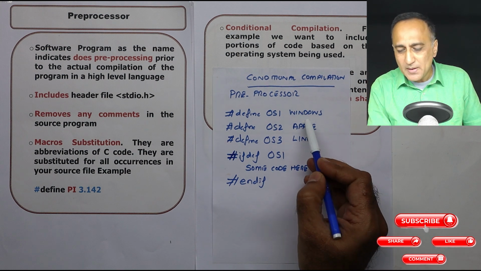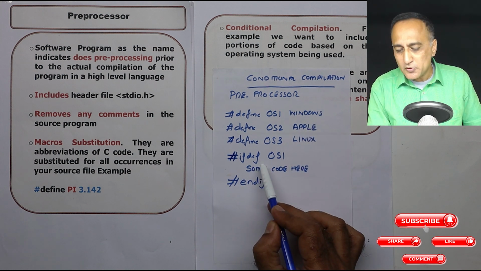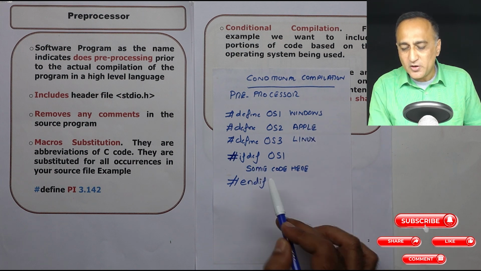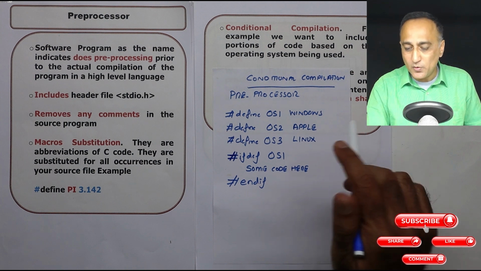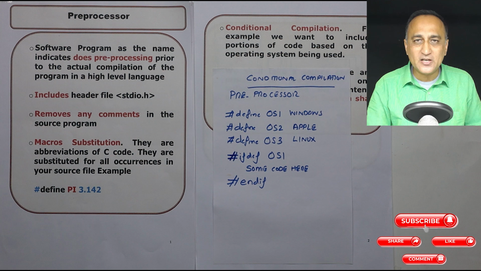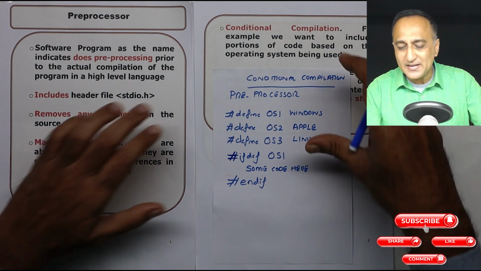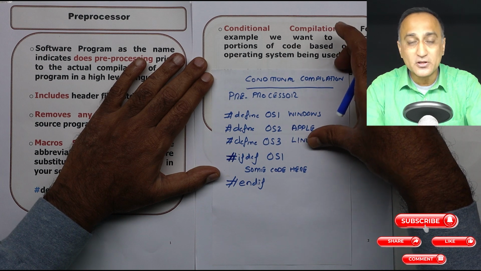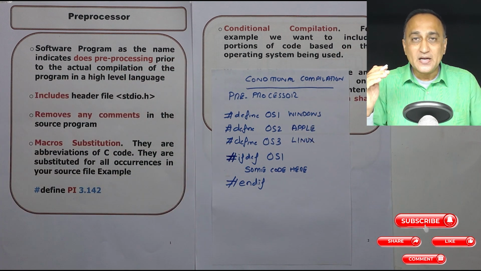So assume I am on Windows. What the preprocessor will do is only include that part of the code which is for Windows and send it to the compiler. It will not include code which is relevant for Apple, Linux and Unix. It will ignore that. So this is what we mean by conditional compiling. That means you send code which is required for that particular operating system.